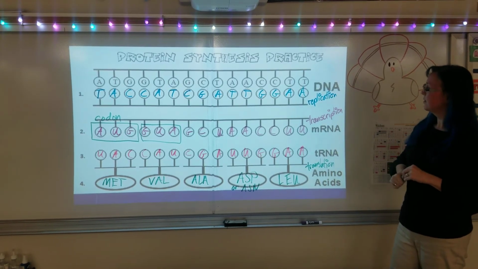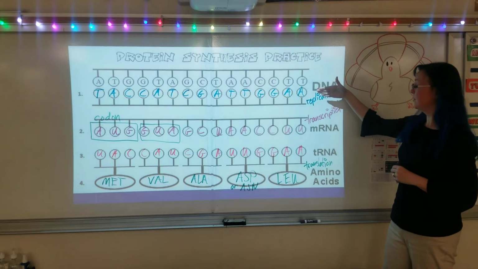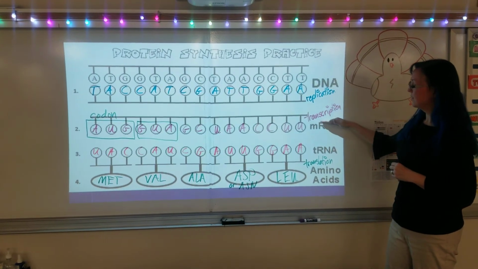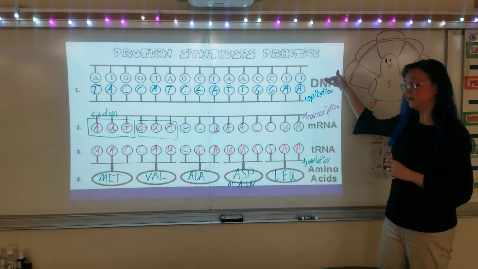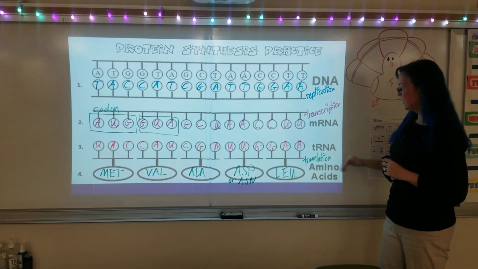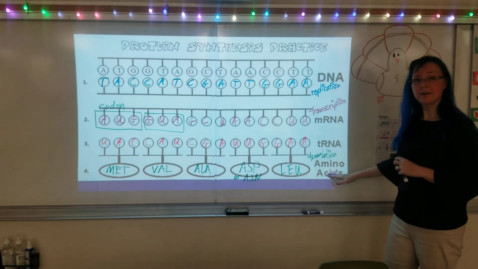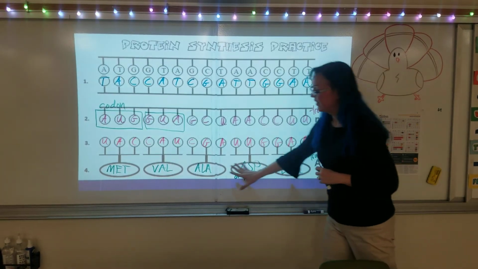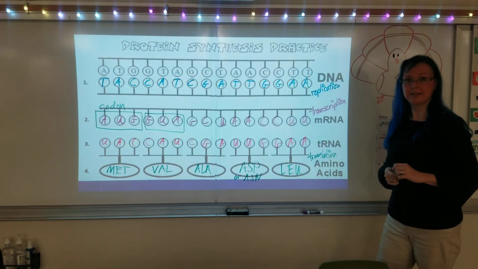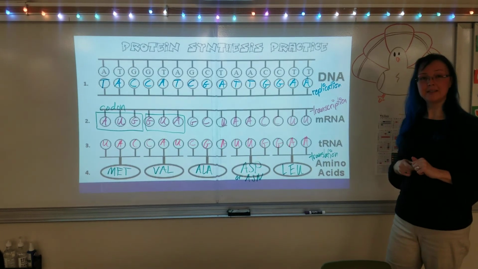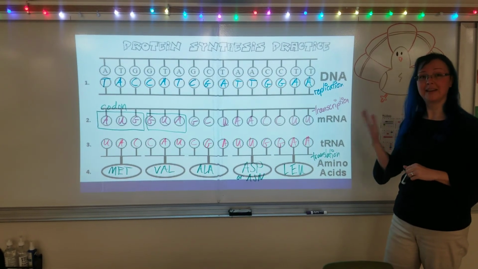All right, so we started with our DNA. We replicated a new strand of DNA. Then we did transcription by using DNA as a template. And then we did translation, where we used our codons on our mRNA to make our amino acids. And this entire thing would make our protein. So go ahead and fill out the rest of your paper on this. There's a front and a back.